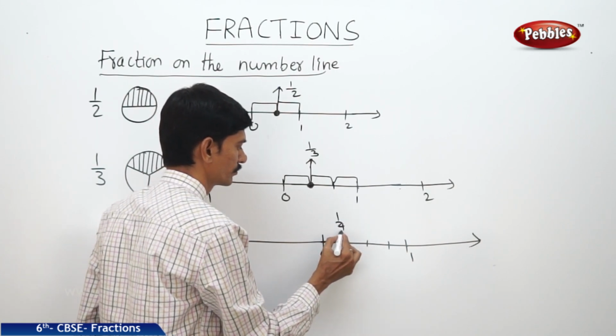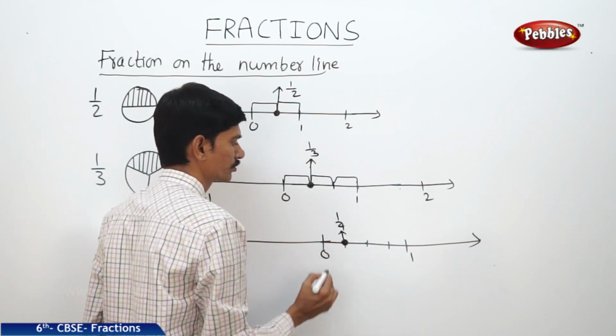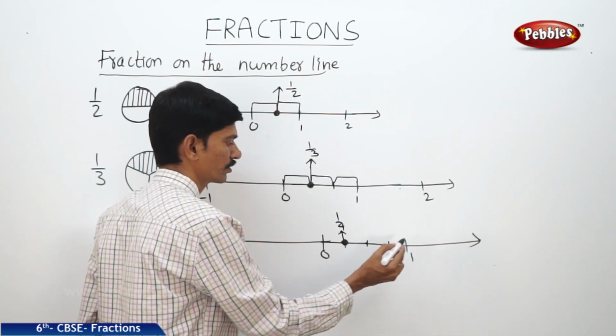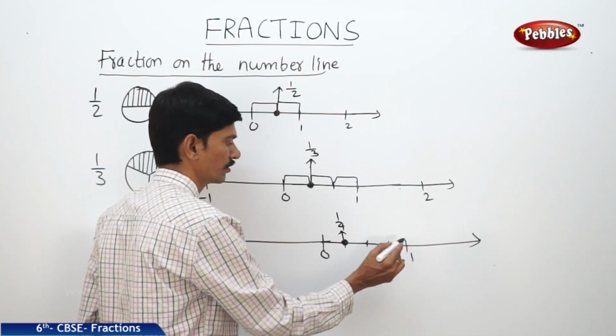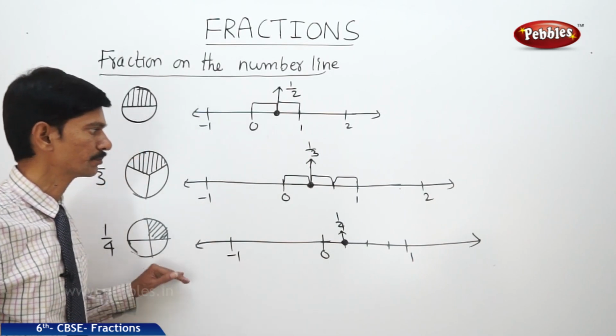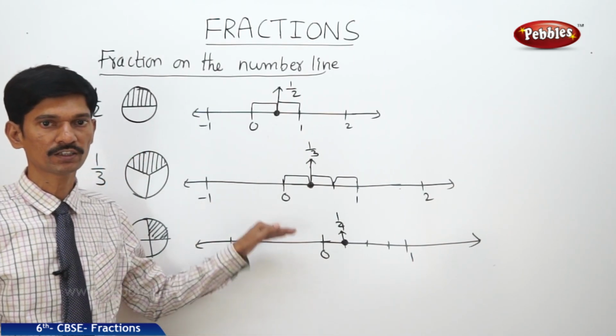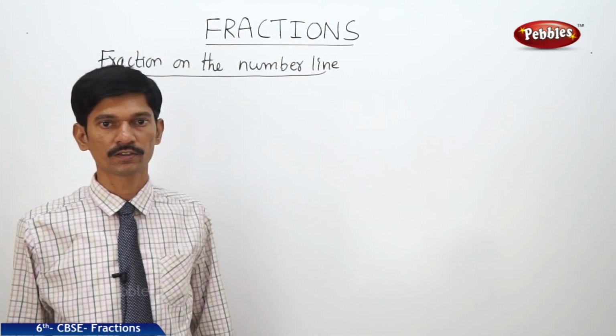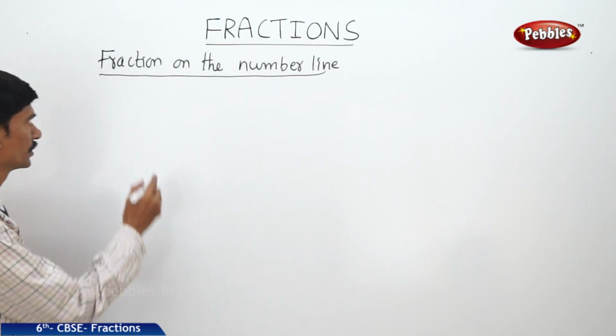The first part is 1/4, the second part is 2/4, the third part is 3/4, and the fourth is 4/4, which means 1. So in this way we can represent any fraction on the number line. Now let us see a question.